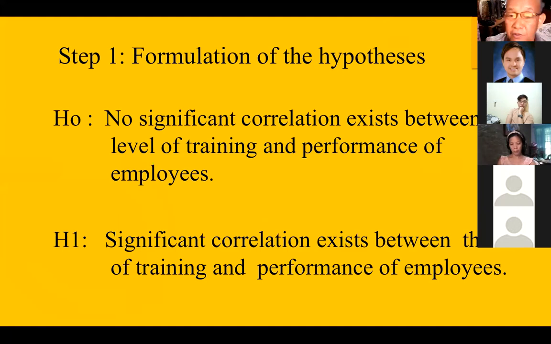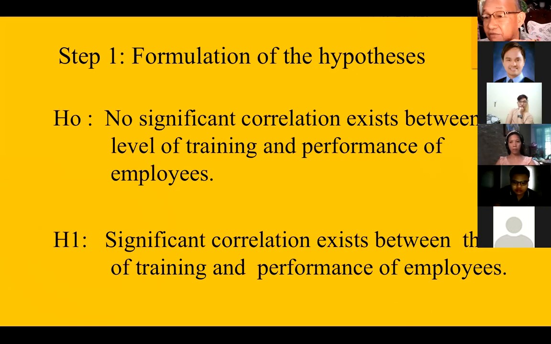So verily, that is a null hypothesis. Our research hypothesis, remove the no. In other words, write the reverse. So our research hypothesis is, the reverse of no significant correlation is: significant correlation exists between the level of training and performance of the employee. Are the hypotheses clear to you? Just drop the no. That becomes research. Okay? So let's go to the next step. Next slide, please.